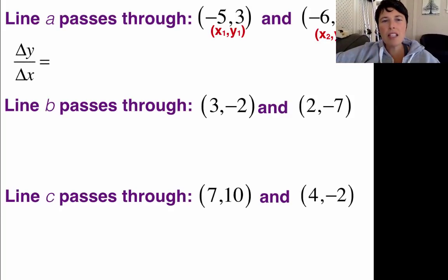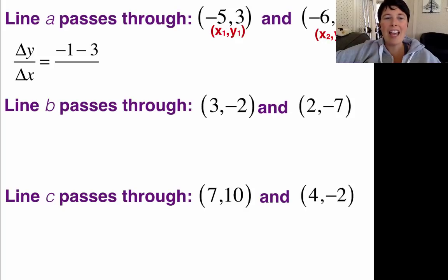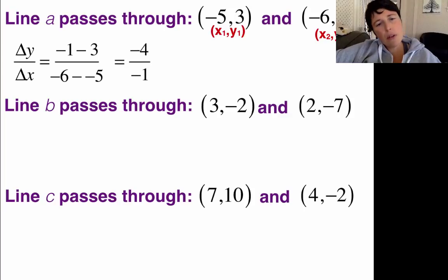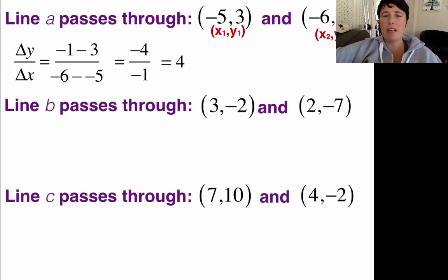So our delta y, delta x is going to be, for the first line, -1 take away 3. That's the y2 minus y1. And on the bottom, it'll have to be -6 take away -5. So we'll do our math. -1 take away 3 is -4. -6 plus 5 is -1. And then 4 divided by 1 is 4. And a negative divided by a negative is a positive. So did a little bit of work there, but our slope is 4.